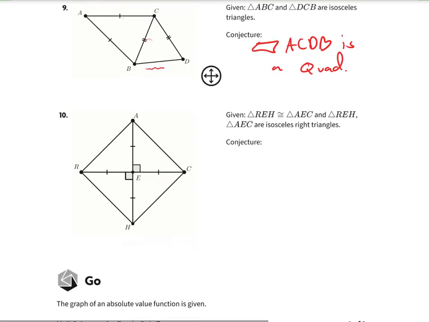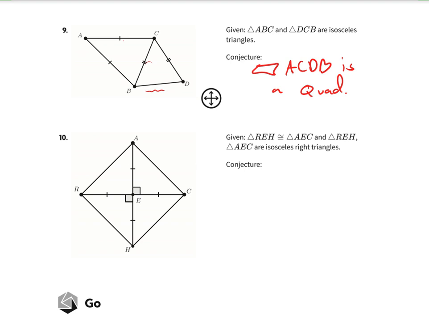All right, let's go with the last one for the homework assignment. This is number 10, and this should take us to the end. We get isosceles right triangles. Okay, REH, that means this. Yeah, this one seems... I'm going to guess that the quadrilateral RACH is a square. Once again, haven't proved it.